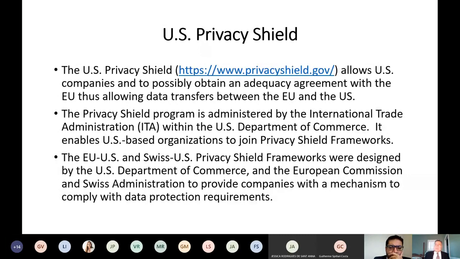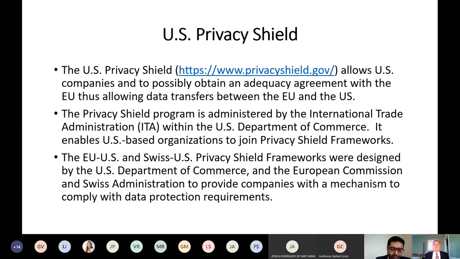Now, in addition, if you're a US company and you want to make sure that you can qualify as a country that is compliant with the GDPR, since the US, broadly speaking, is not, this Privacy Shield program has been developed by the US Department of Commerce, actually the International Trade Administration in the Department of Commerce. So there are these two Privacy Shield frameworks. One is the US-EU framework, and the other is the Swiss-US framework.